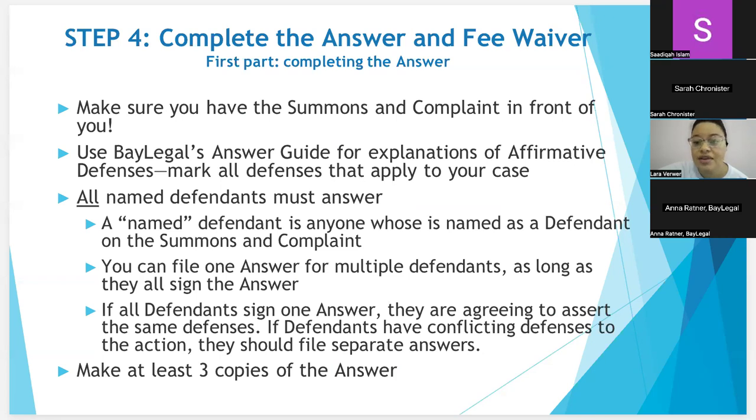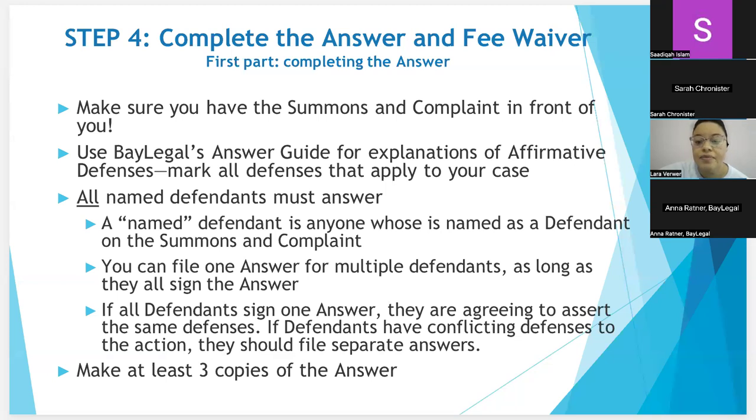Next, all named defendants must answer in an unlawful detainer. So if someone was served and they're named in the summons and complaint, they need to answer. If they don't answer, they are at risk of default. So if there are 3 defendants named, 2 of them answer, and 1 didn't, then the landlord can request default against that 1 defendant that didn't answer.